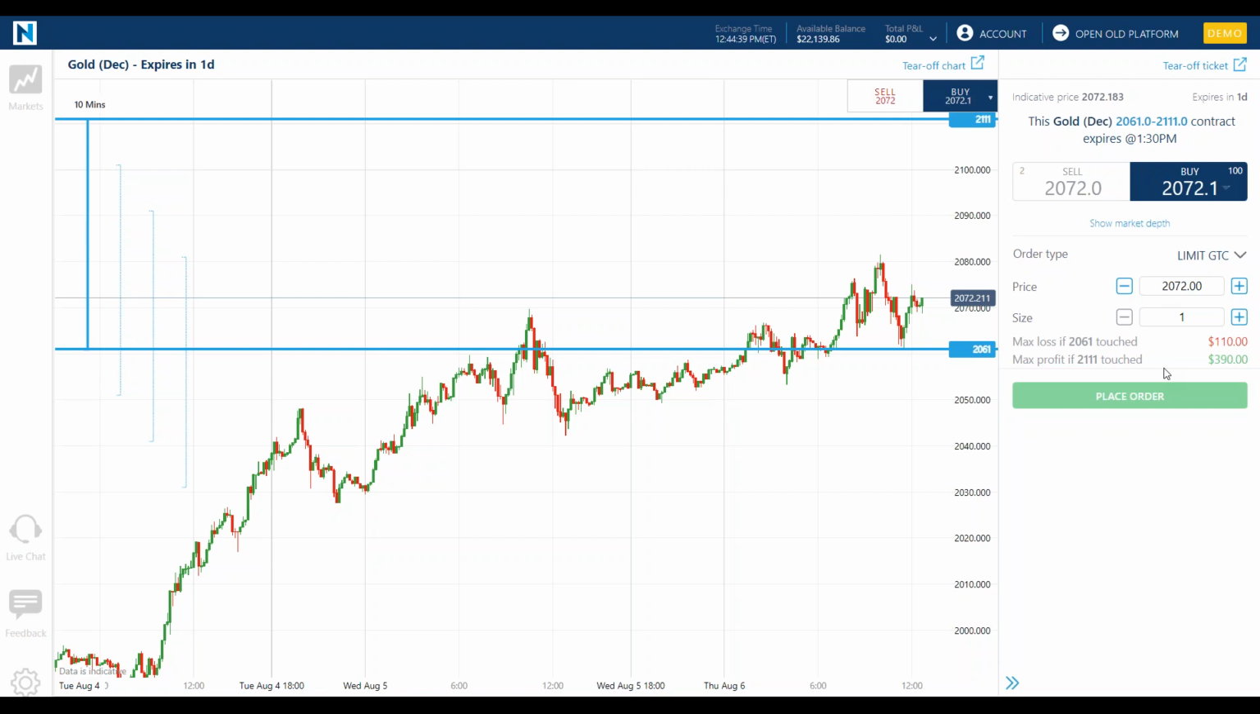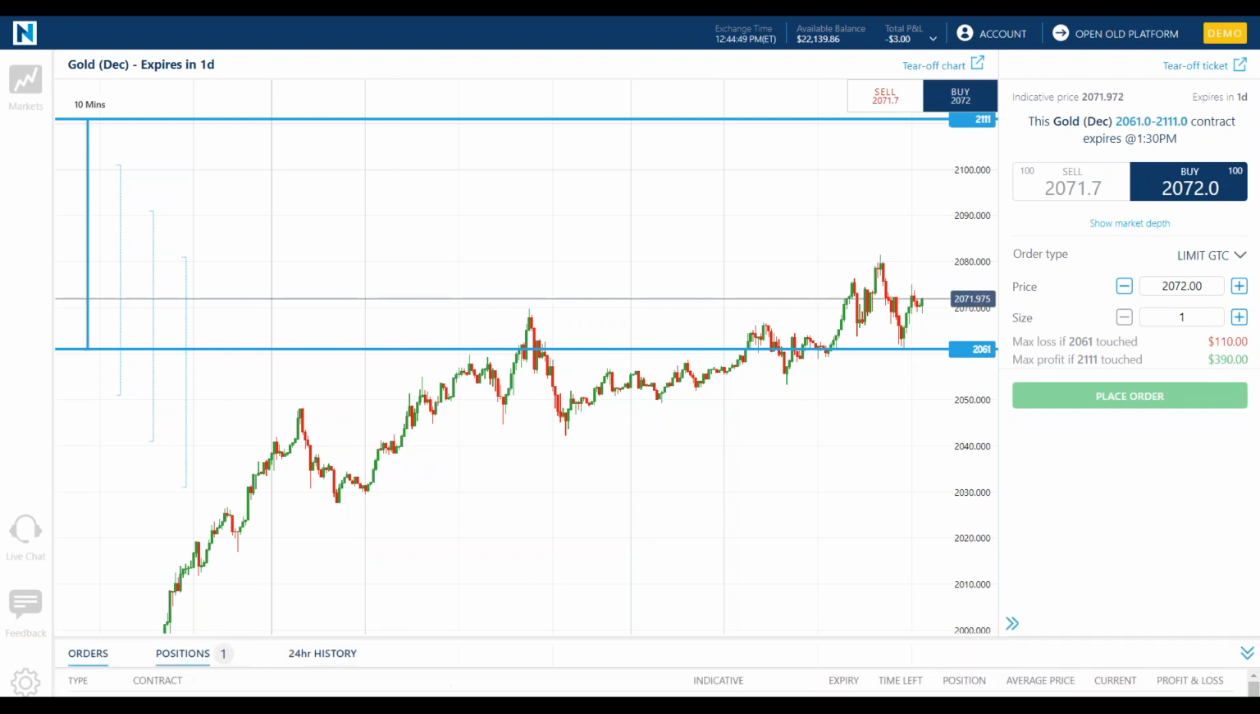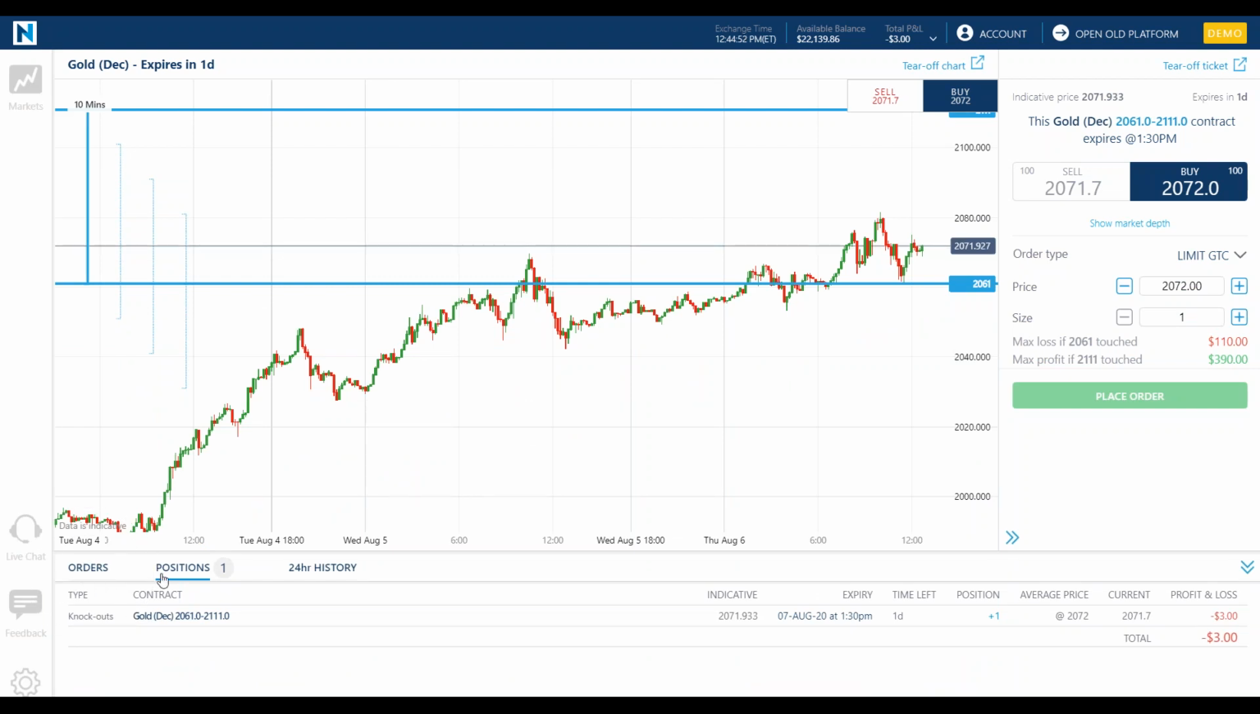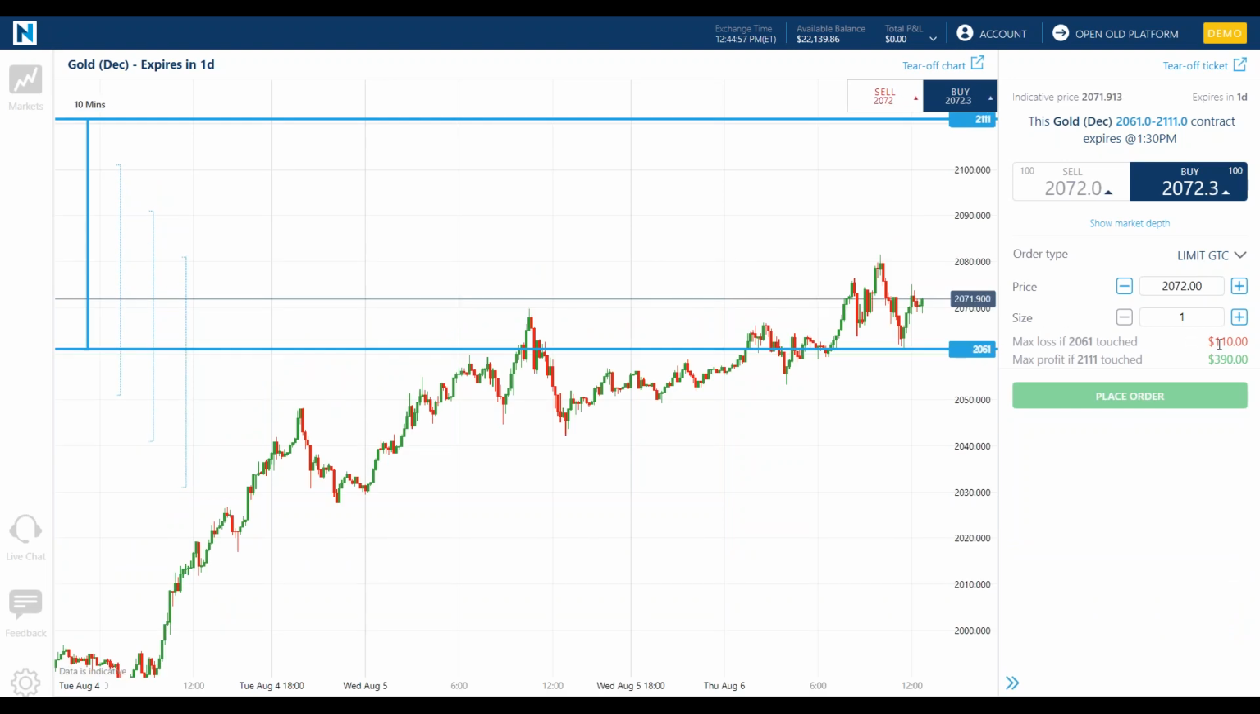We're trying to buy one. If I buy one, I know that I cannot lose more than $110, and it looks like I bought it. So you can now see that it went from my orders to my position. So I bought one. Okay, fun. I know I cannot lose more than $110. If gold were to turn around and touch 2061, I would get knocked out of this trade. That would be it. It would settle. I would experience a $110 loss, but I couldn't lose any more than that if gold were to keep going lower.